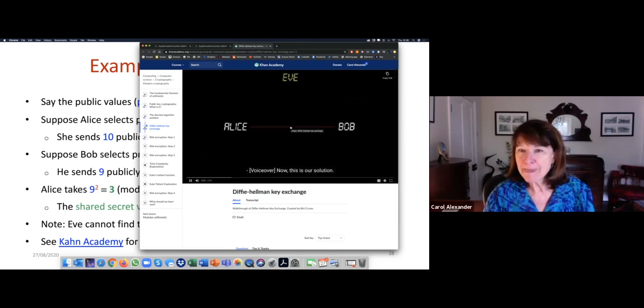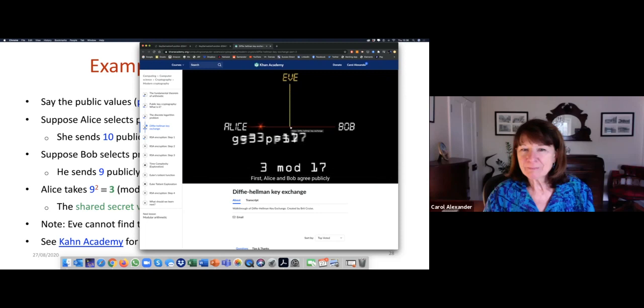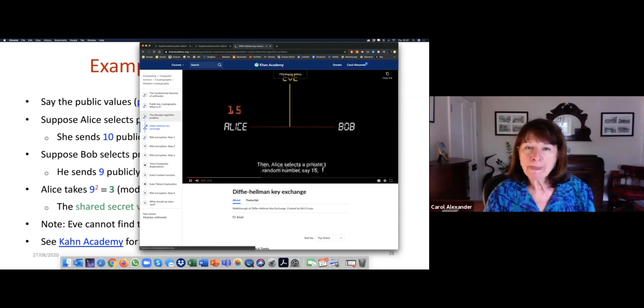Now, this is our solution. First, Alice and Bob agree publicly on a prime modulus and a generator. In this case, 17 and 3. Then Alice selects a private random number, say 15, and calculates 3 to the power 15.